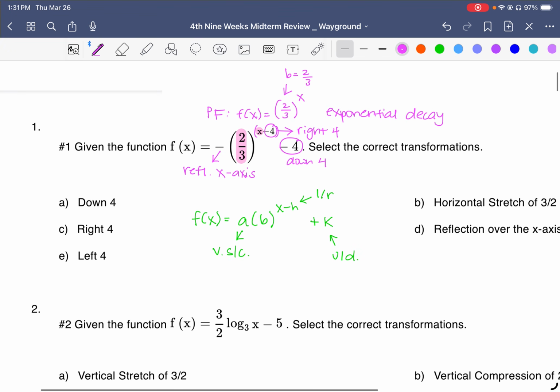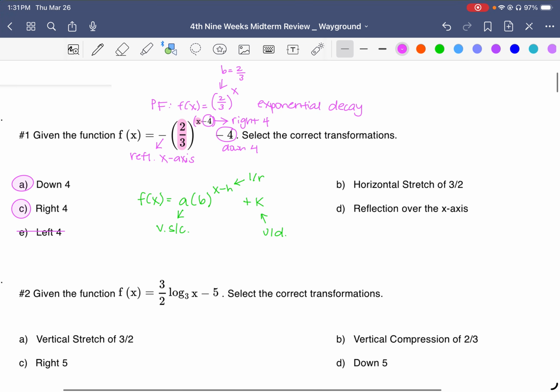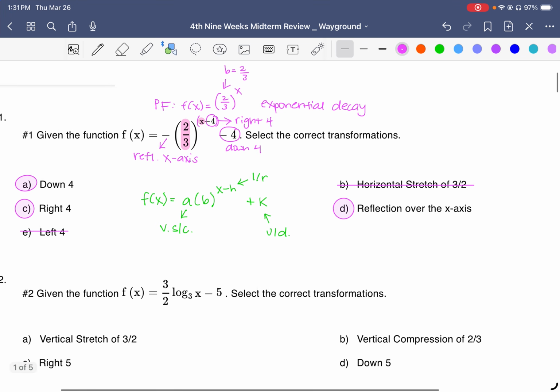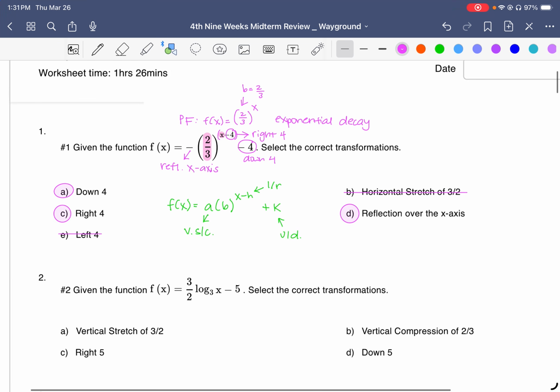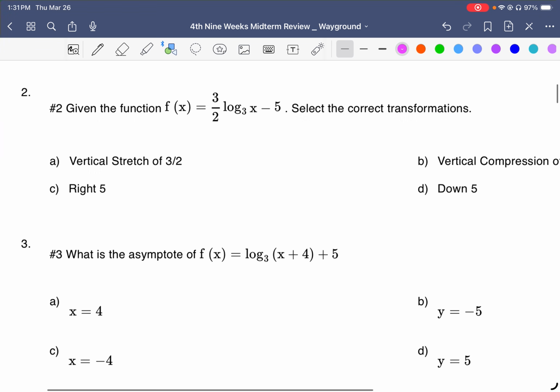So let's go through the answer choices. We did go down 4. We did go right 4. We did not go left. There was no horizontal stretch, but there was a reflection over the x-axis. So the correct answer choices would be A, C, and D. Okay, let's go on to question number 2.